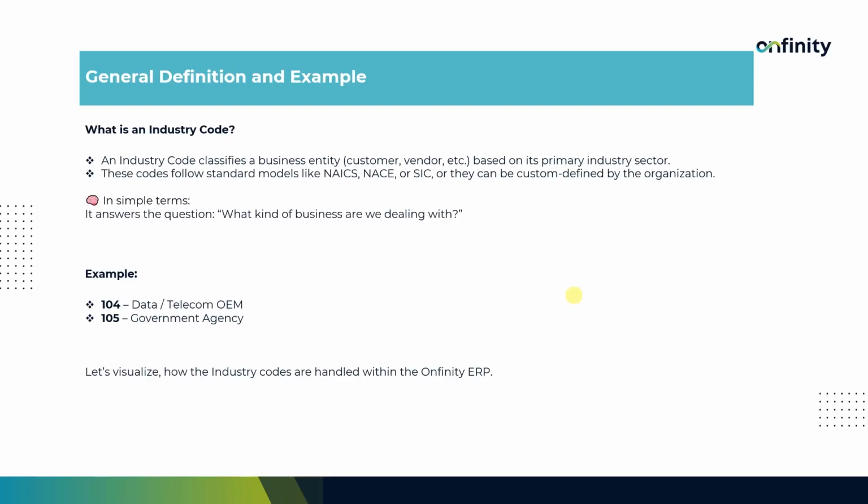Now, let's understand industry codes. An industry code classifies a business entity, such as a customer or vendor, based on its primary industry sector. These codes follow standard models like NAICS, NACE, or SIC, or they can be custom defined by the organization. In simple terms, an industry code answers the question, what kind of business are we dealing with?